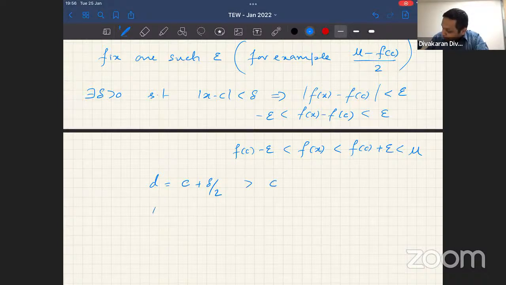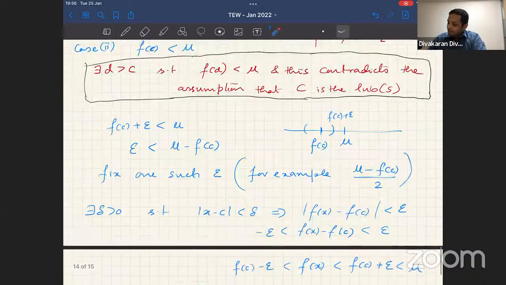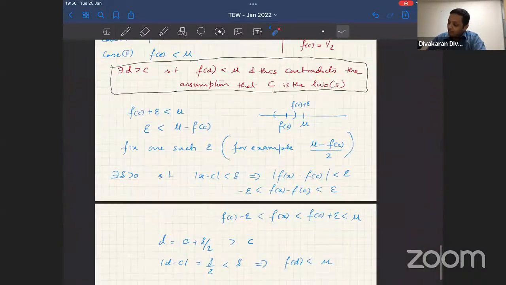But on the other hand, notice that d minus c is less than delta. In fact, d minus c is equal to delta by 2. Let's write it more precisely. It's equal to delta by 2, which is less than delta because delta is greater than 0. So mod of d minus c is less than delta, which implies that mod of f of d is less than mu. That was this whole thing, right? This whole thing said that. So this implies that f of d is less than mu. So we have constructed a d as we already wanted.